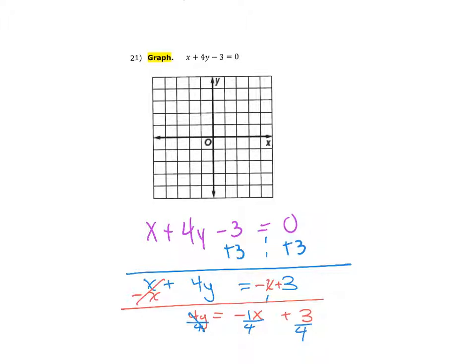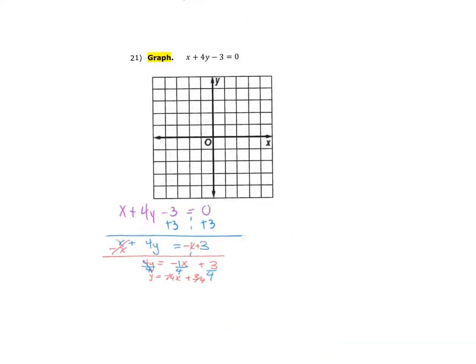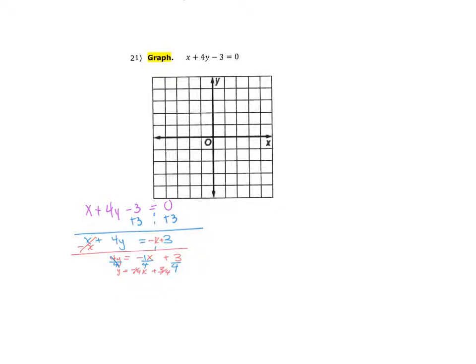That means that if I wanted to graph this, I would have to begin at 3/4 and go up 1 and down 1 to the right 4. That would take probably a lot longer than if I would have recognized that in standard form, you could just plot the intercepts.